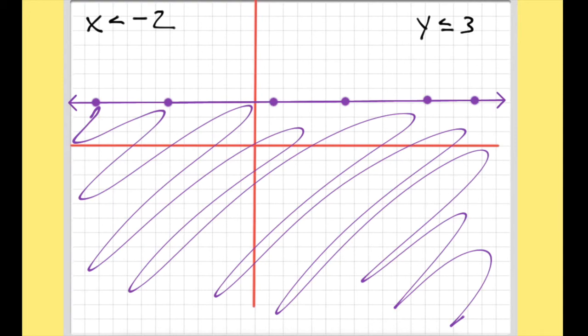So that's how I graph it when there's only one variable in my inequalities. If you have any questions, feel free to ask. If not, you can go ahead and move on to your homework.